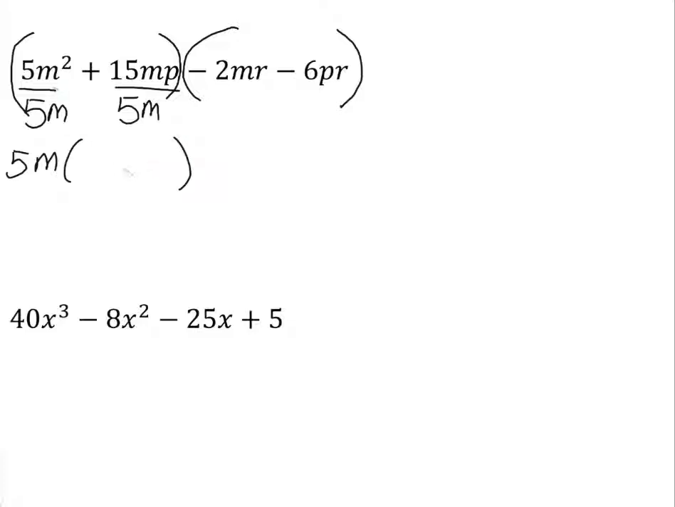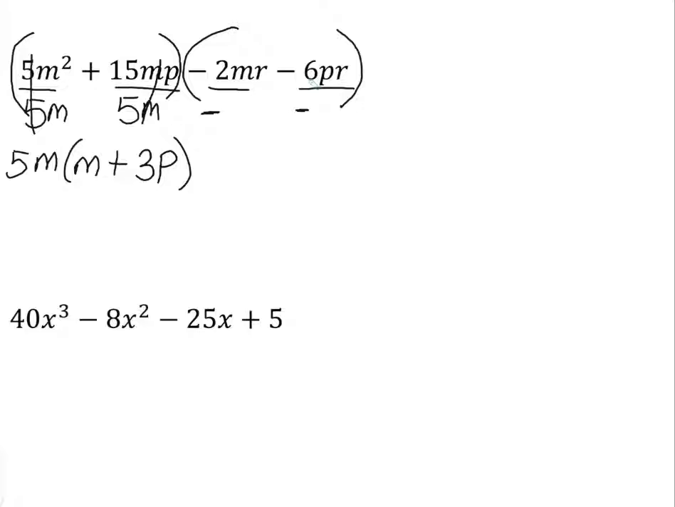Okay, I'm going to divide to get what's inside. The 5 cancels. M squared divided by m is m. Plus 15 divided by 5 is 3. The m's cancel and I'm left with p. Now when I get to my second bubble, notice here I have a negative. Whenever you have a negative leading, factor it out. So I'm going to take out the negative.